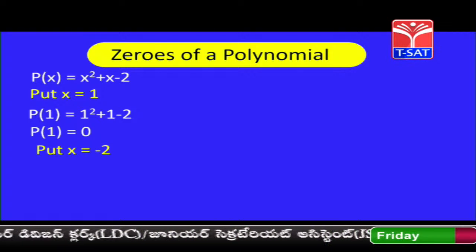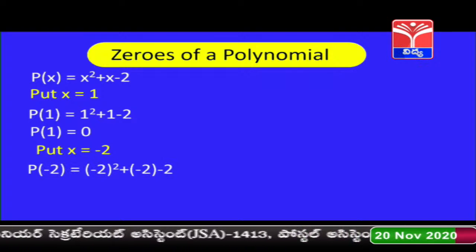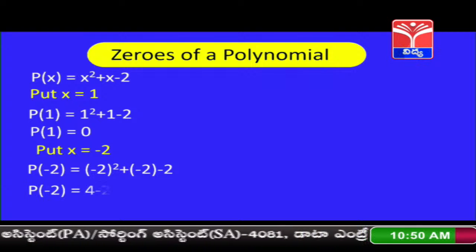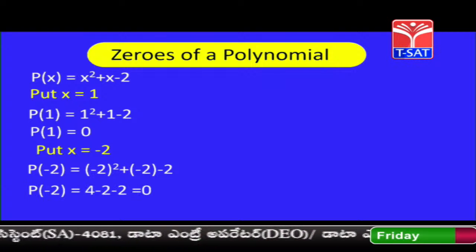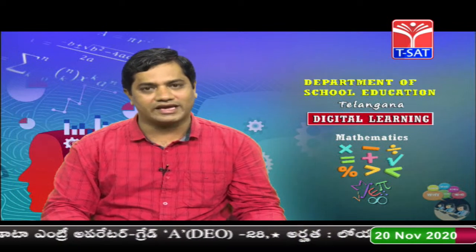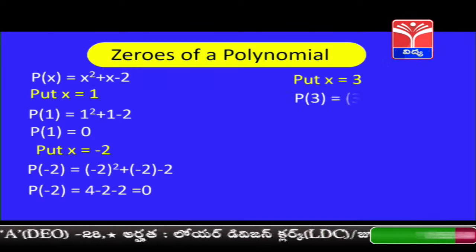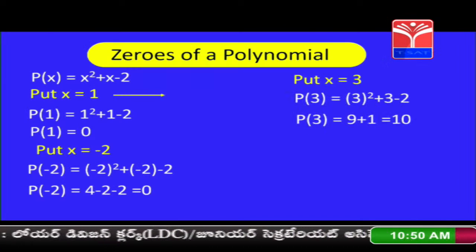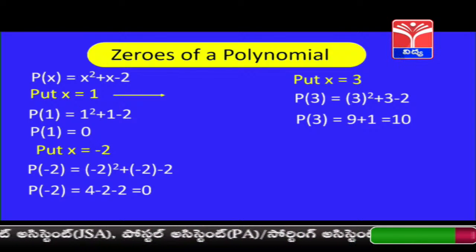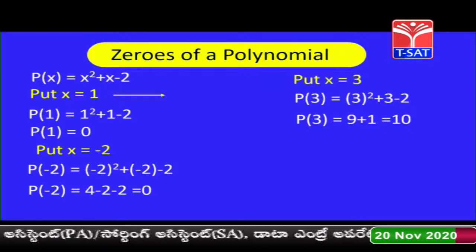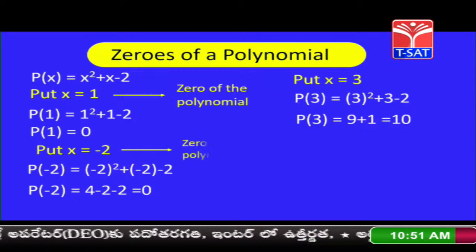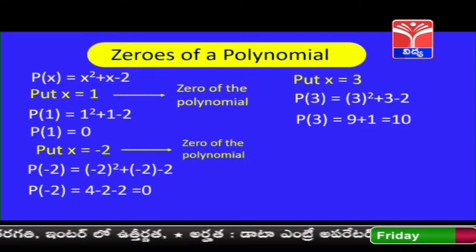Now, try to substitute x is equal to minus 2. Then what will be the answer here? Minus 2 whole square plus of minus 2 minus 2. Hence, the answer becomes 0. Try to substitute any other value instead of x here. Replace x with 3, then we will get the answer 10. But in the first two cases, when we substituted x is equal to 1 and x is equal to minus 2, those are zeros of the polynomial, because we obtained the value 0 here.